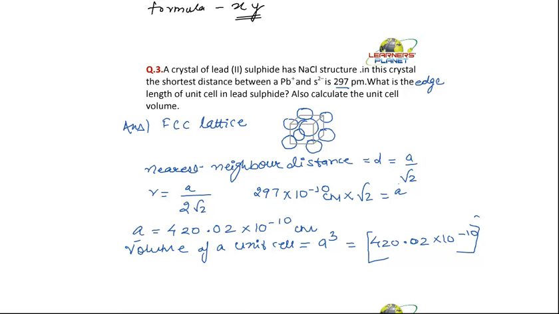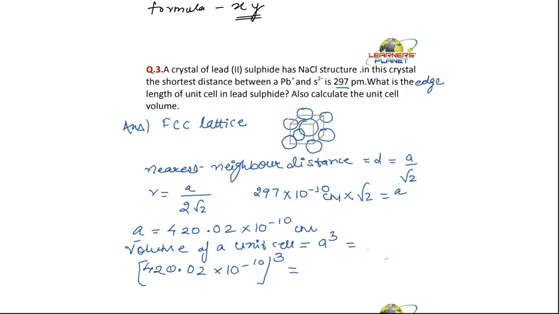So remember, the thing to be remembered over here is the nearest neighbor distance in all the three cases, right? Now what is the nearest neighbor distance in case of BCC? The nearest neighbor distance will come out to be root 3a by 2 in BCC.